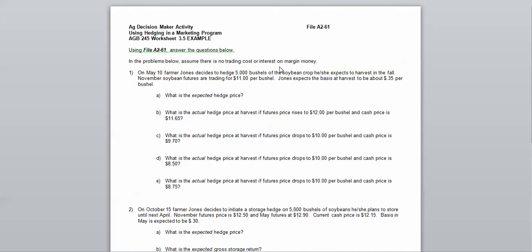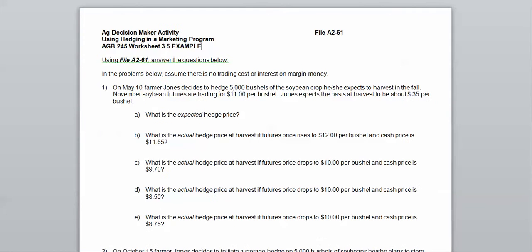Hello, today we're looking at example worksheet 3.5. In this example we will be looking at some hedging problems and also some storage hedging problems. This will be very similar to worksheet 3.5, obviously with different numbers. Let's go ahead and get started.